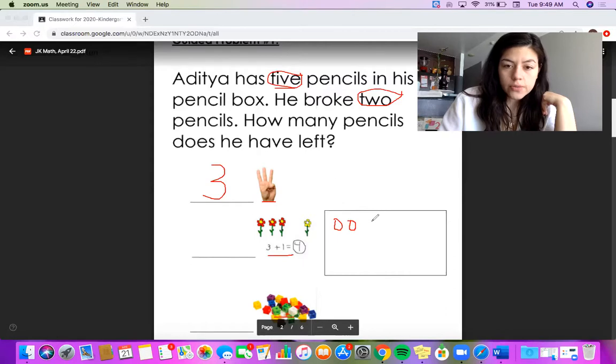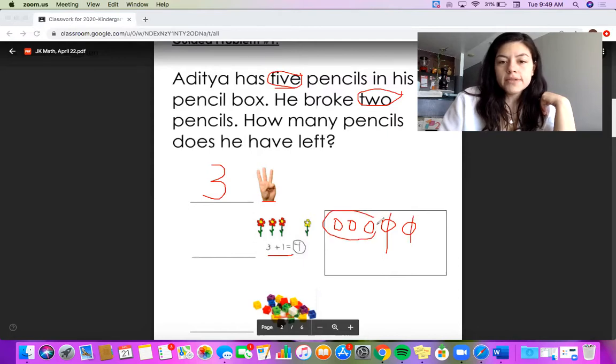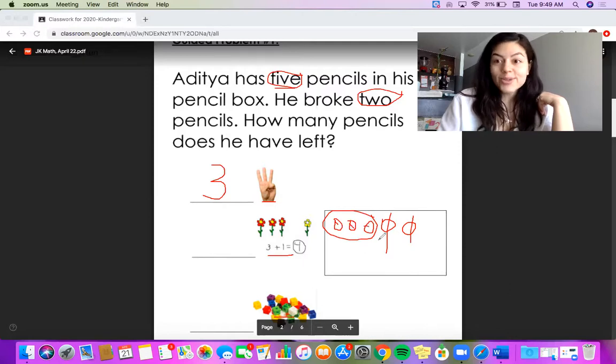1, 2, 3, 4, 5. How many did he break? 2. I'm going to cross out 2. 1, 2. And how many do I have left? 1, 2, 3. Okay, so far so good. I got the same answer. I'm going to write my answer on the line next to the pictures.